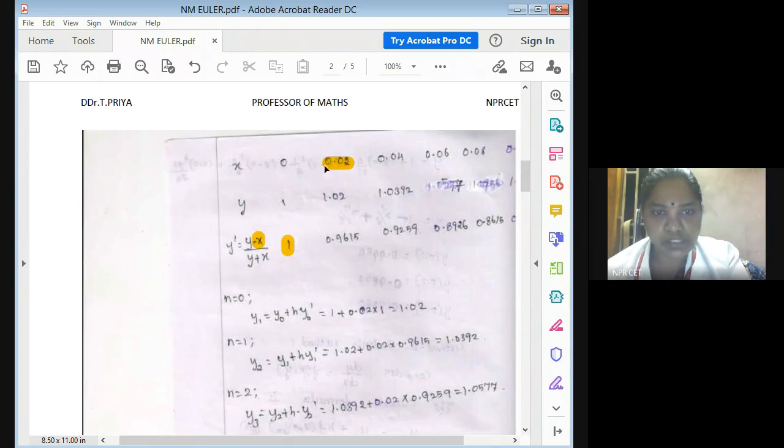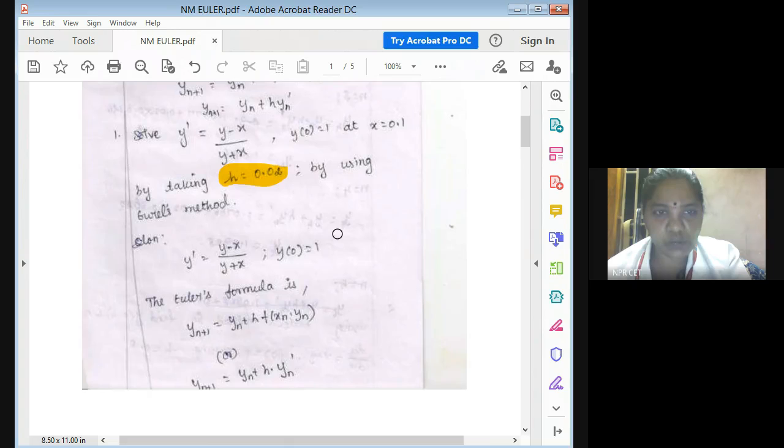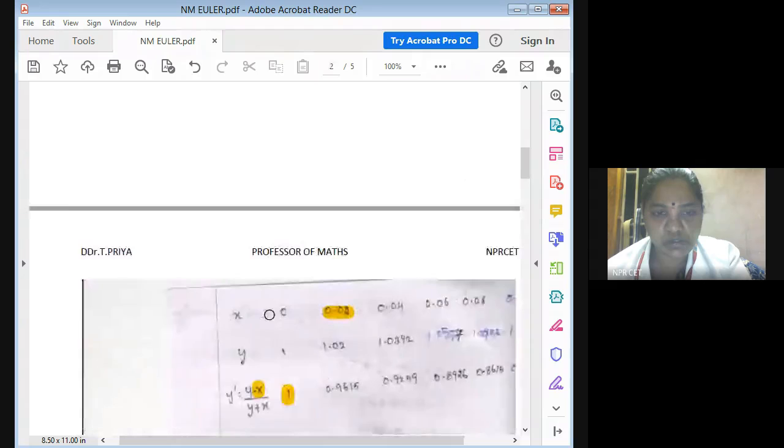So when we substitute x is equal to 0.02, take your calculator and substitute y is equal to 1 and x is equal to 0.02. What will we get? 0.9615. So this is just the method of using the calculator. Just take x is equal to 0 and y is equal to 1 and the step size is 0.02. Start with 0 and end with 0.1. The interval length is 0.02. So first form the table: 0, 0.02, 0.04, 0.06, 0.08 up to 0.1. Okay. Once you have this, just calculate your y.